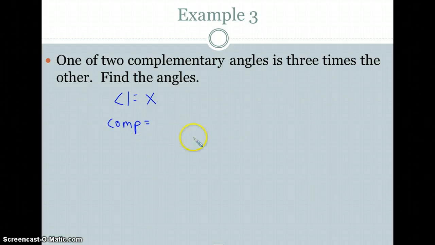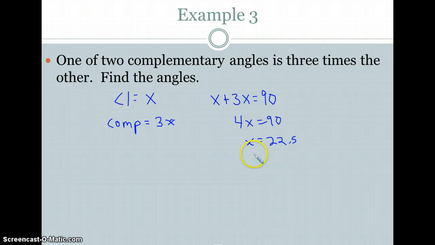I've got one of two options. I can call it 90 minus x, because that's going to tell me the complement. But because they tell me it's 3 times the other, I'm going to call this 3x. Now I know that if I put them together, because they're complementary, I'm going to get 90 degrees. So I'm going to take x plus 3x and set it equal to 90. So that gives me 4x equals 90. And when I solve for x, I get 22.5.